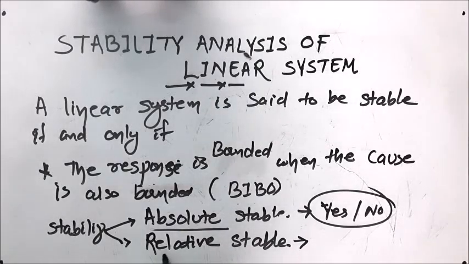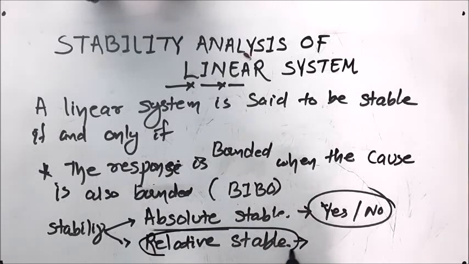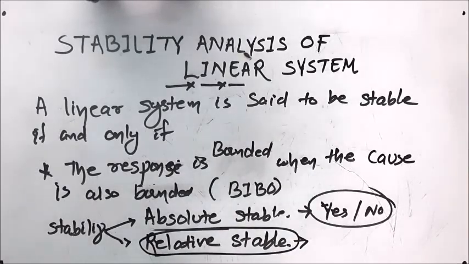But if your system gives the degree of stability, that means system 1 is a little bit more stable than system 2, or system 2 is a little bit less stable than system 1, that kind of stability is called relative stability. Clear?